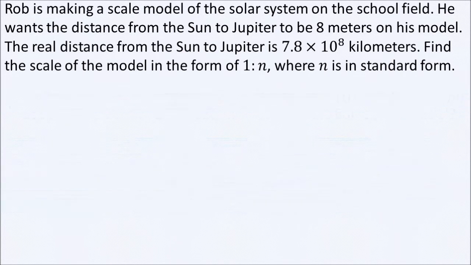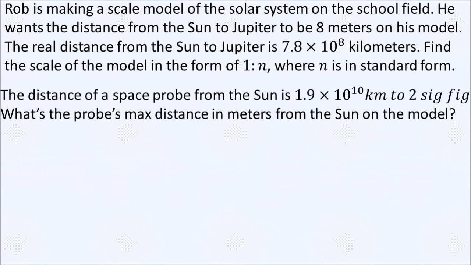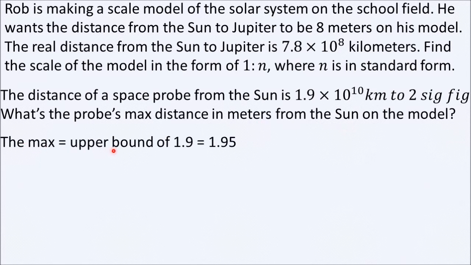The second part of the question says the distance of a space probe from the Sun is 1.9 times 10 to the power 10 kilometers to two significant figures. What's the probe's maximum distance in meters from the Sun on the model? When we say the maximum distance, this means we would like to get the upper bound of 1.9 times 10 to the power 10.